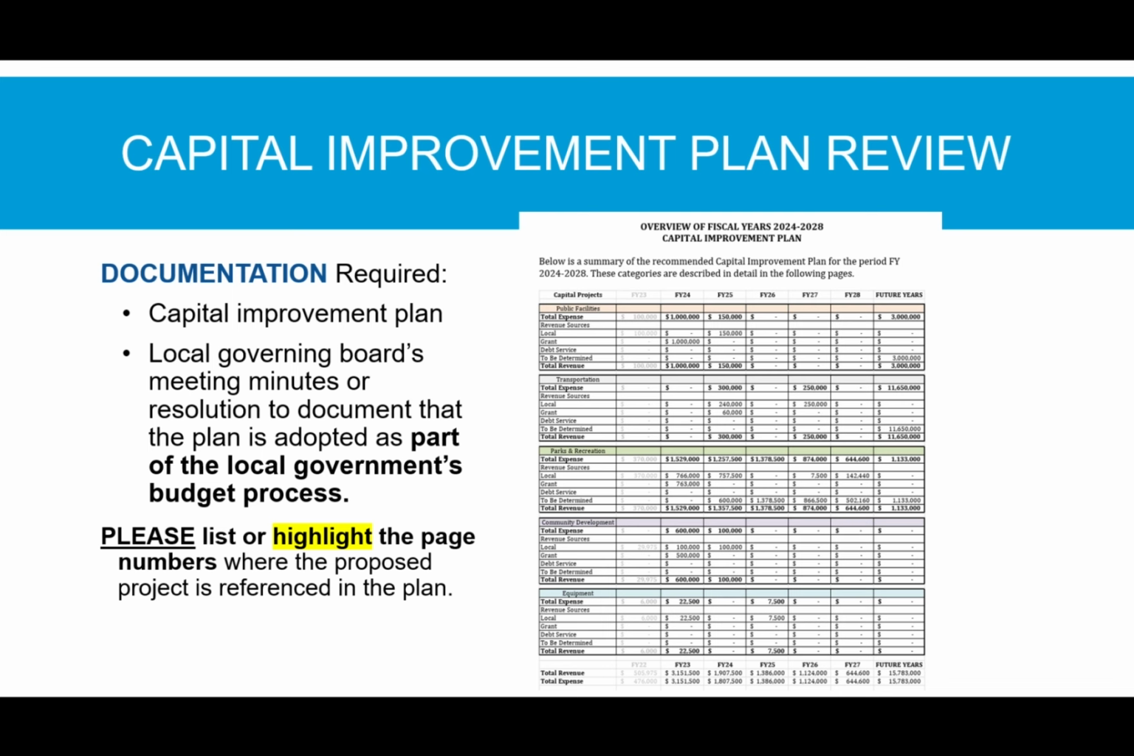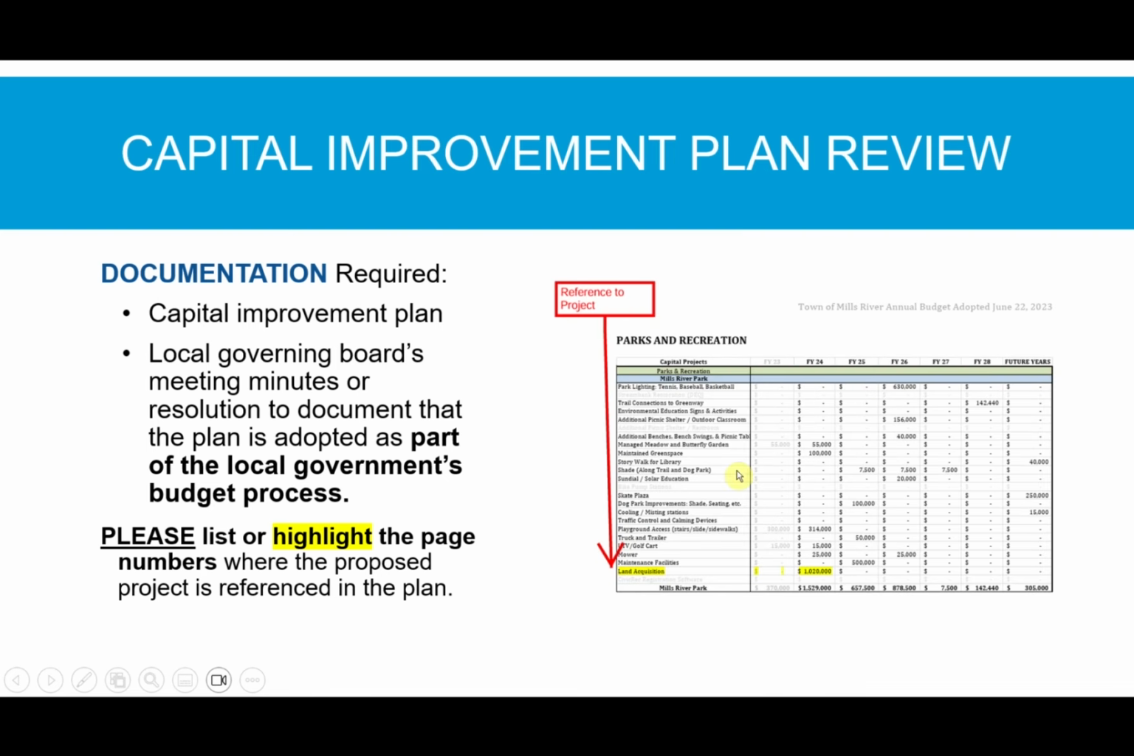And again, in this example, you will see that this town shows public facilities, transportation. There's a section for parks and recreation, equipment. And we would like you to highlight the page number where the proposed plan is referenced. So this page would show everything, all the budget line items for this town. And then a reference to the project.